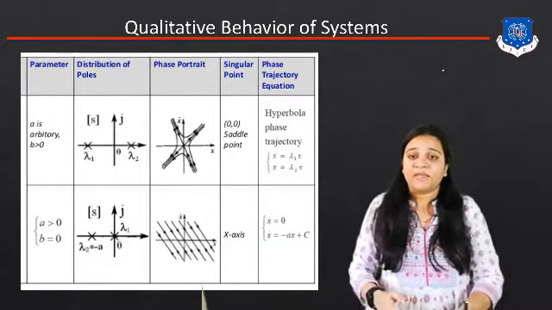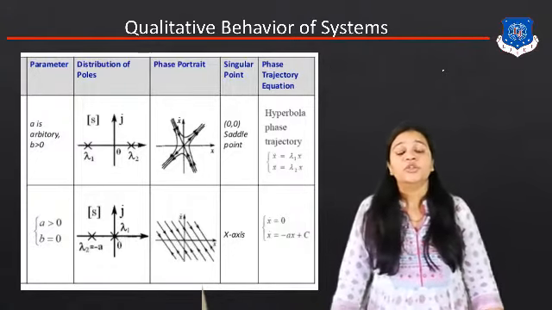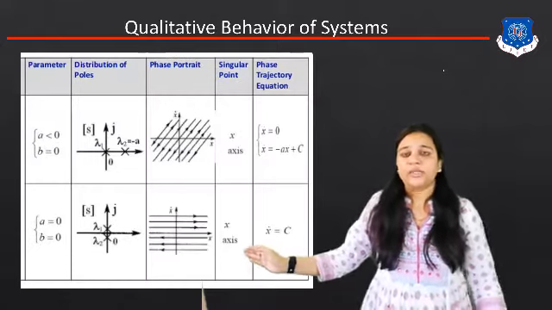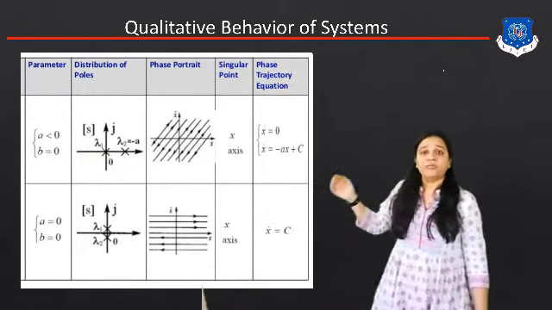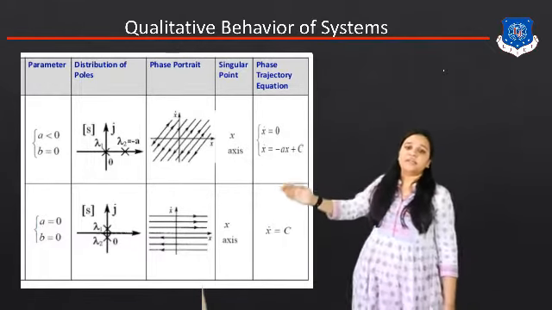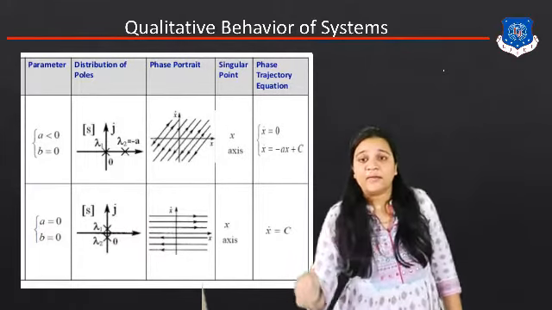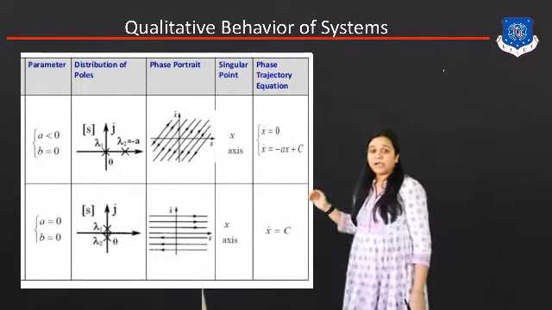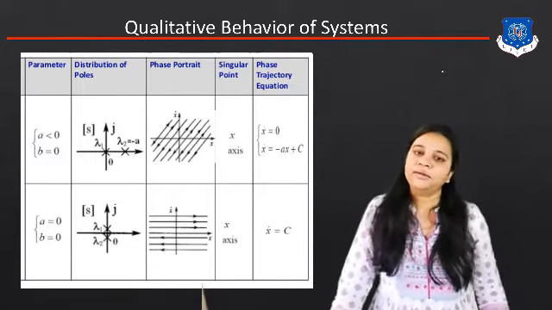And if A is greater than 0 and B is equal to 0, we get lambda1 equal to 0 and lambda2 equal to minus A. So we get this type of phase portrait along the x-axis. Same thing, if A is less than 0 and B is equal to 0, we get the phase portrait along the x-axis, but the direction of the arrow is reversed. And if A and B both are 0, then lambda1 and lambda2 are equal to 0. So we get the phase portrait along the x-axis, but here the direction of the arrow is again different.